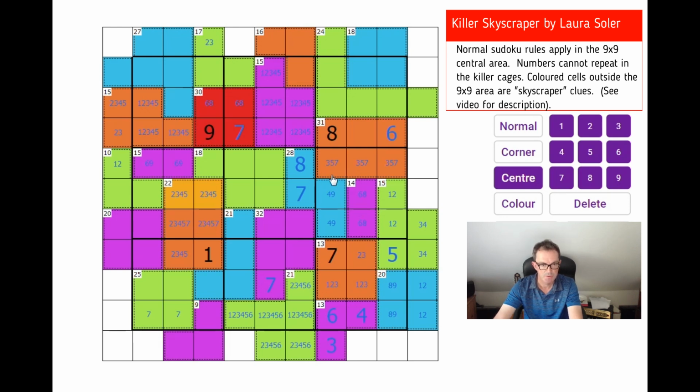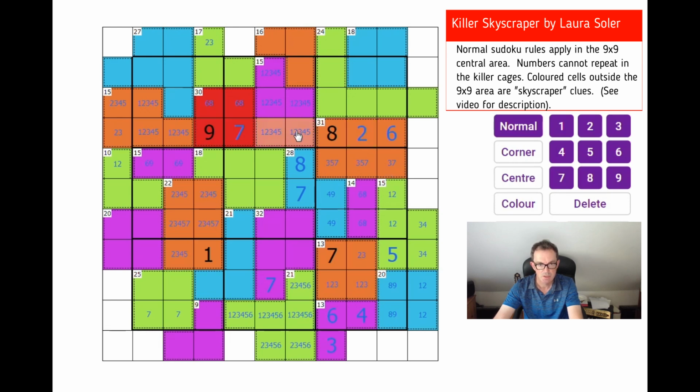It's a brilliant puzzle, this. I have to say, I love killer Sudoku generally, but to combine it with the skyscraper idea is just gorgeous.